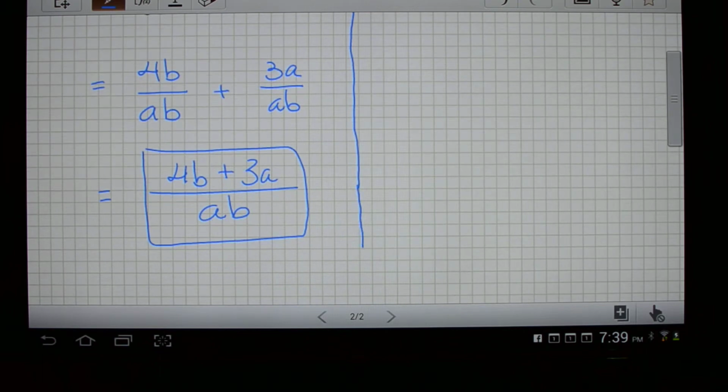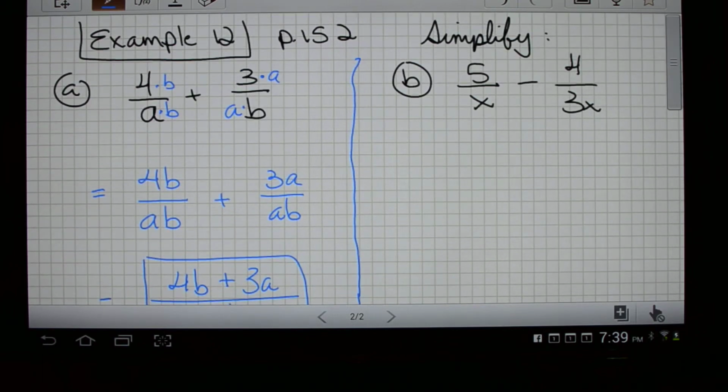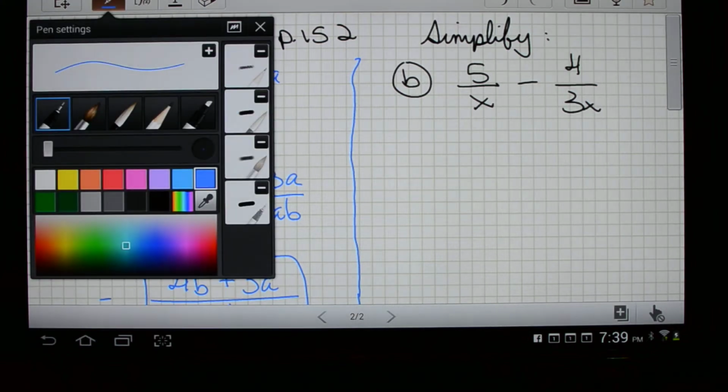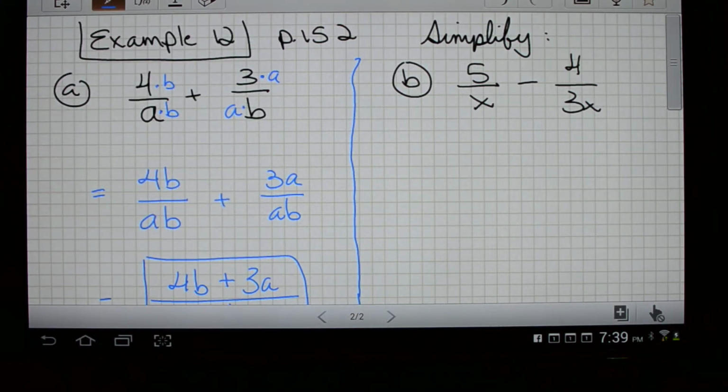Y'all can pause the video. If you want to try this on your own first, you're welcome to pause the video and then just replay to see if you got it right. So anyway, I'm just going to go ahead. Again, if you want to work it on your own, you're welcome to pause it and see if you can get it, and then just follow along with the video to see if you got it right.